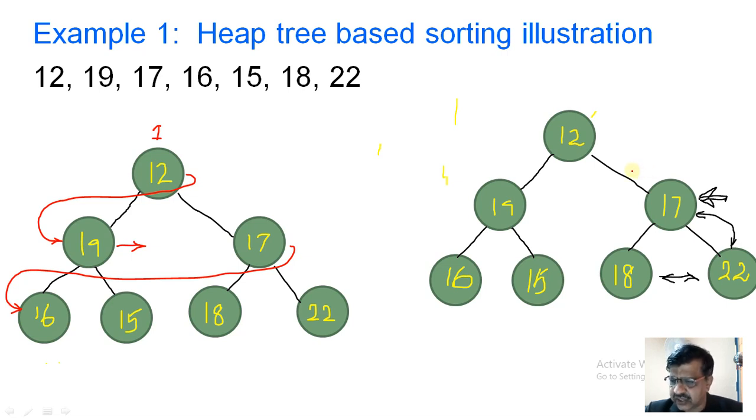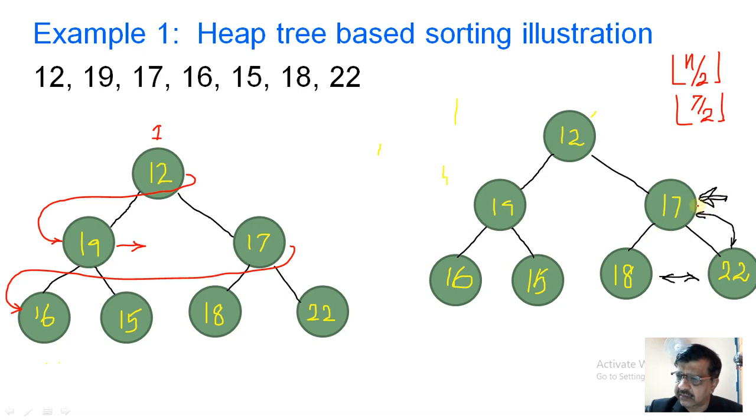Now, in order to preserve the parental dominance, we need the shape property, which it satisfies anyway. Now, we have to keep regard to the parental dominance. And while regarding the parental dominance, we will enter from the last parent. And by the definition of the parental positions, the last parent will be available at floor of n by 2. As far as this example is concerned, it is floor of 7 by 2. Floor of 7 by 2 is not 3.5, it is equal to 3. Therefore, the third node is the last parent and all others are children at the leaf level.